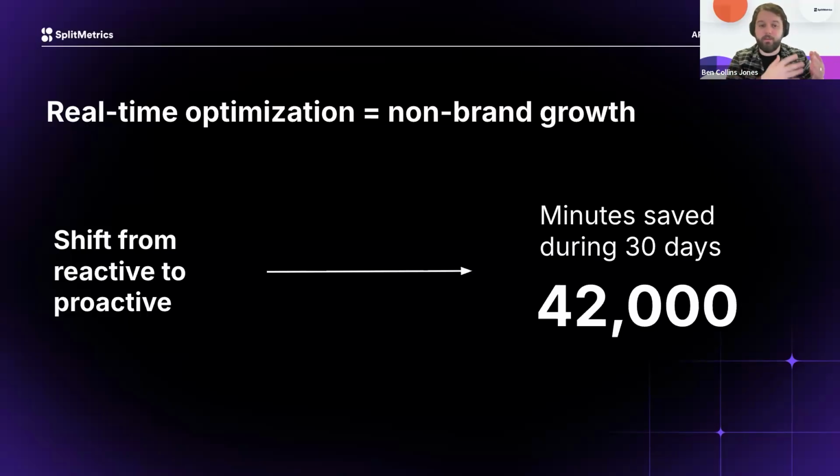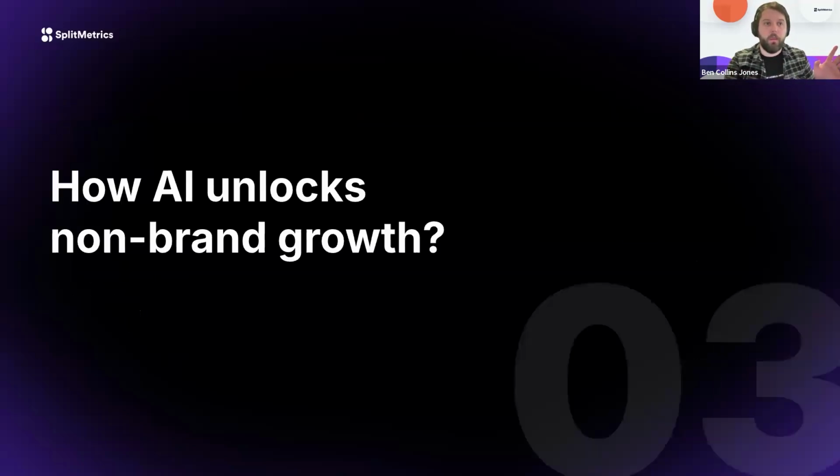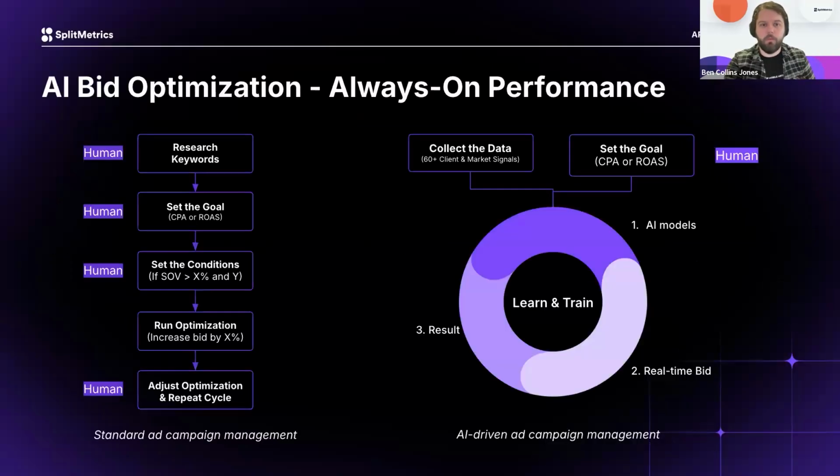So the reality is that's why you need to be more dynamic, you need to be more effective. If you're not utilizing any form of optimization or any form of automation right now, you need to really seriously consider looking at it, because the reality of the market is you won't be, but your competitors sure as hell will be. And with that, let's talk about how AI unlocks non-brand growth.